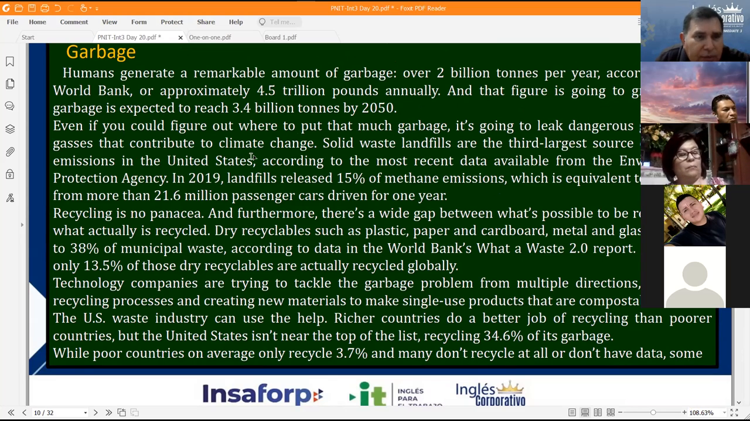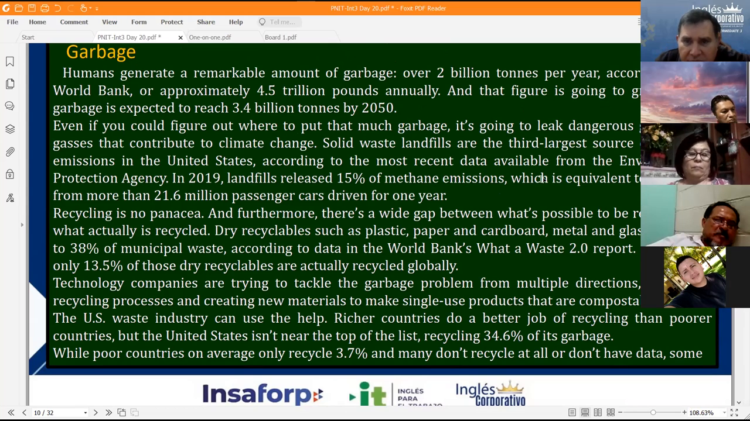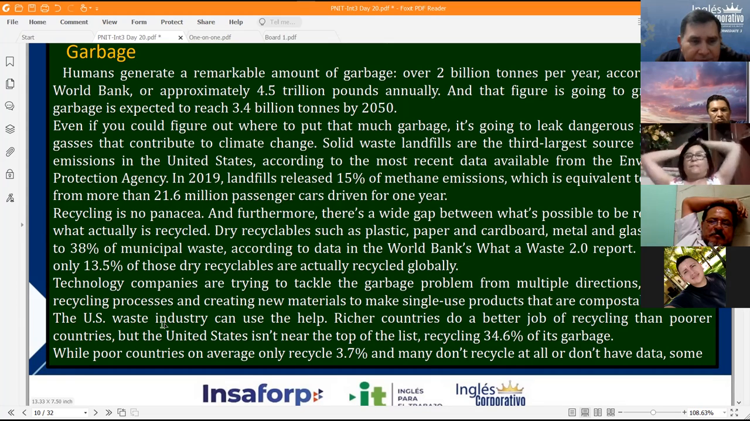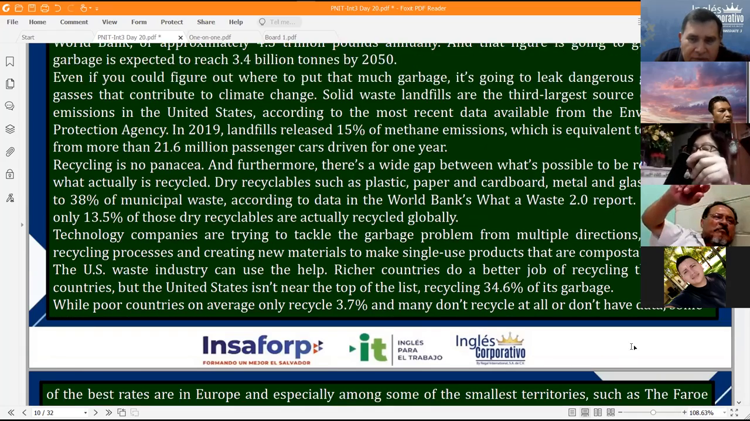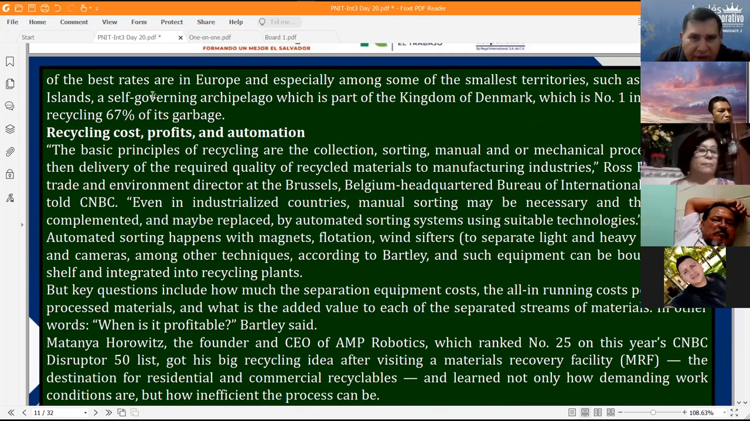Landfills. Then climate, emissions, recent data, available, equivalent, possible, wide gap, recyclables, municipal waste, according to data. Meanwhile, those dry recyclables are actually recycled globally. Processes, creating single-use products, compostable, waste industry, richer countries, recycling, poorer countries, okay? Average of only recycle, don't recycle. Best rates among some of the smallest territories, okay?